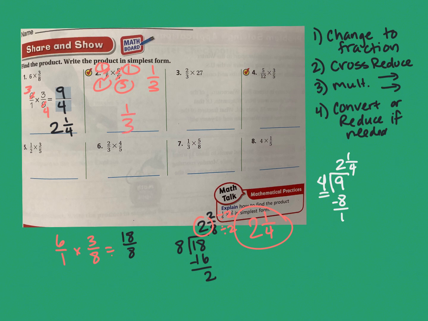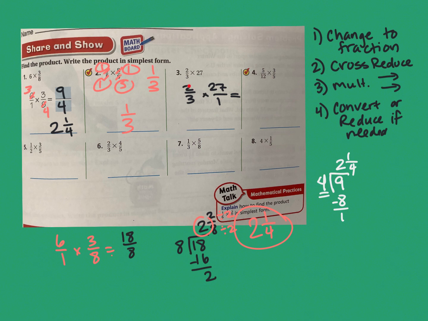Okay, let's go through the steps again. We have 2/3 times 27. Change everything to a fraction. Okay, that's a fraction already, but 27 is not. So I'm going to do 2/3 times 27 over 1. Yes. Then I'm going to cross reduce because it's easier to do the simplification early than it is at the end, because 27 times 2 is going to be a pretty large number, right?